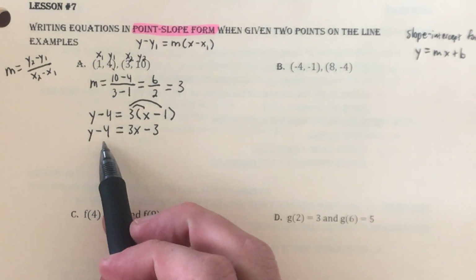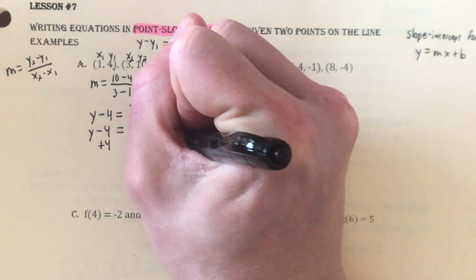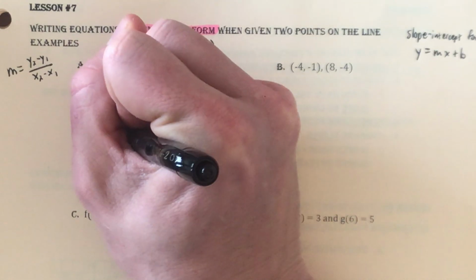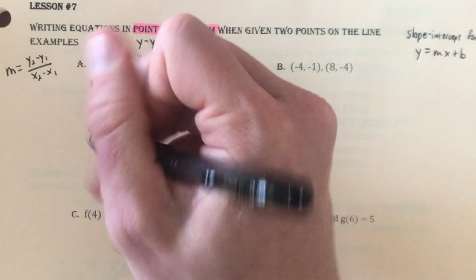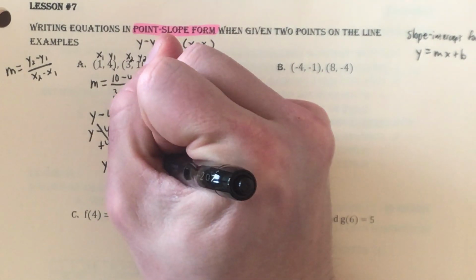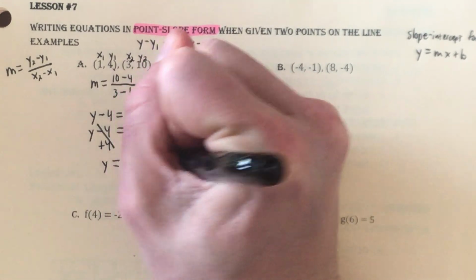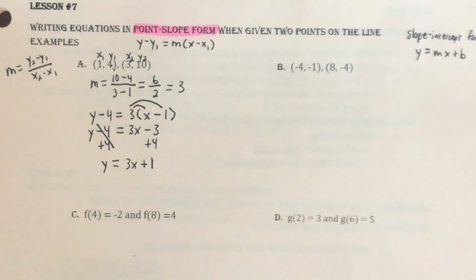Then I need to get rid of the 4 on this side, so instead of subtracting 4, I'm going to add 4 to both sides. When I do that, that cancels, and I'm left with y equals 3x, and then I've got negative 3 plus 4, which is positive 1. So to get it all the way to slope-intercept form, it becomes y equals 3x plus 1.